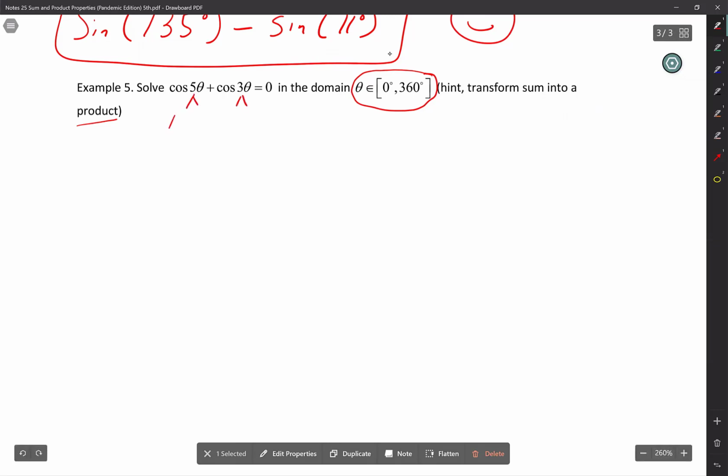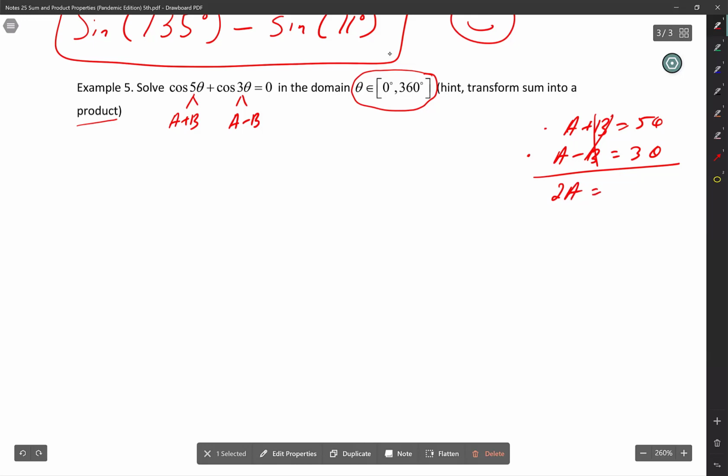So this bigger one is a plus b, and this smaller one is a minus b. And here on the side, I'm going to go a plus b equals 5 theta, and then a minus b equals 3 theta. And then I'm going to add them. They're both equations. The b's cancel out because they're opposite signs.